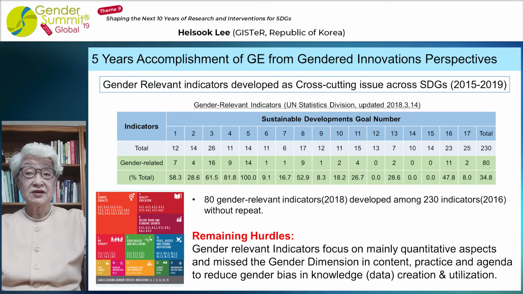However, there is scientific evidence related to these goals as well. Remaining hurdles are that gender-relevant indicators focus mainly on the quantitative aspect and miss the gender dimension in contents, practice, and agendas to reduce gender bias in knowledge, in data creation, and utilization. These are the main concerns of the Gender Summit community.